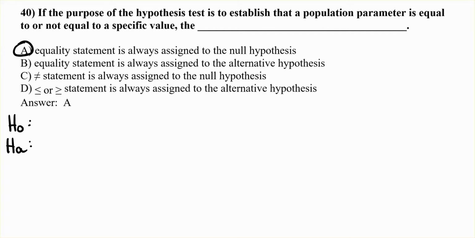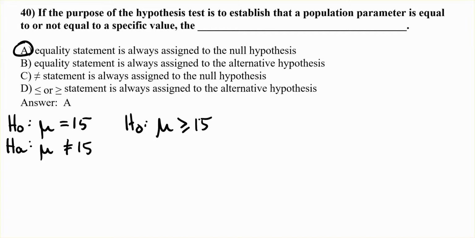So for example, it might be that a mean that we write with the mu is equal to a certain value. Maybe it's equal to 15. Then the alternative hypothesis is going to include everything else. That would be not equal to 15. So this would be one example. The equality statement is always assigned to the null hypothesis. It doesn't have to be an equal to. It might be that the mean of the population is greater than or equal to 15, but it has the equality.